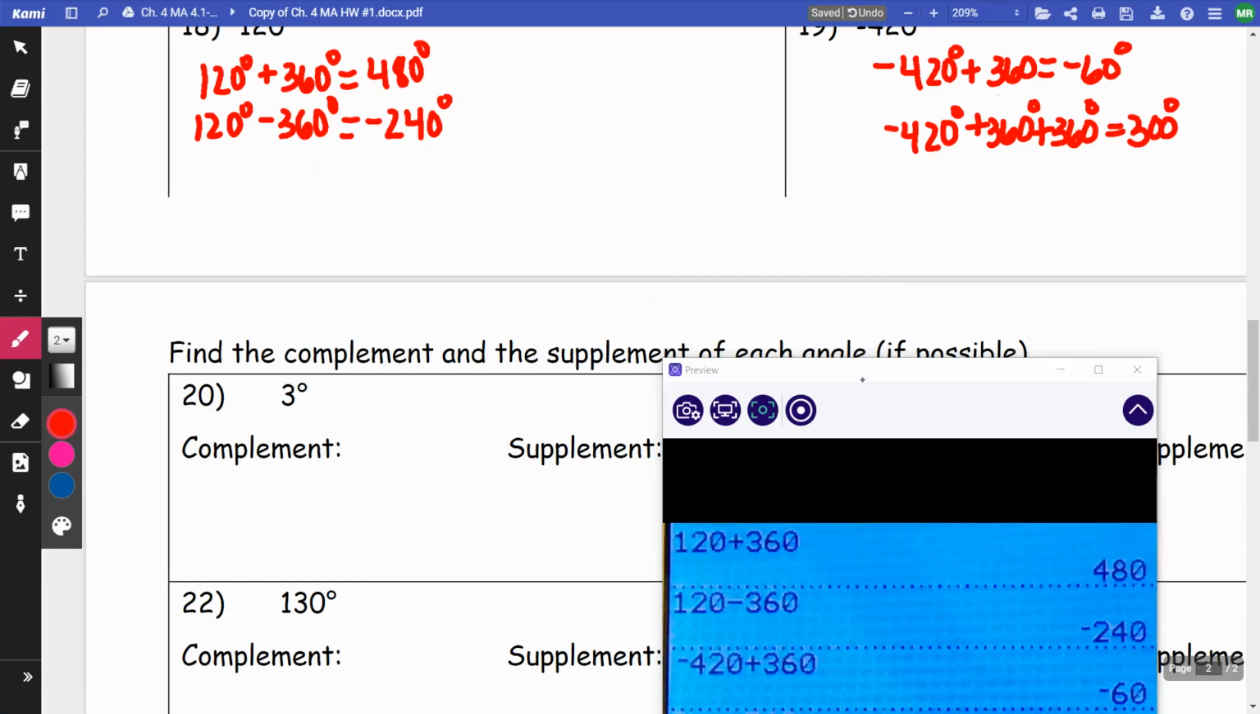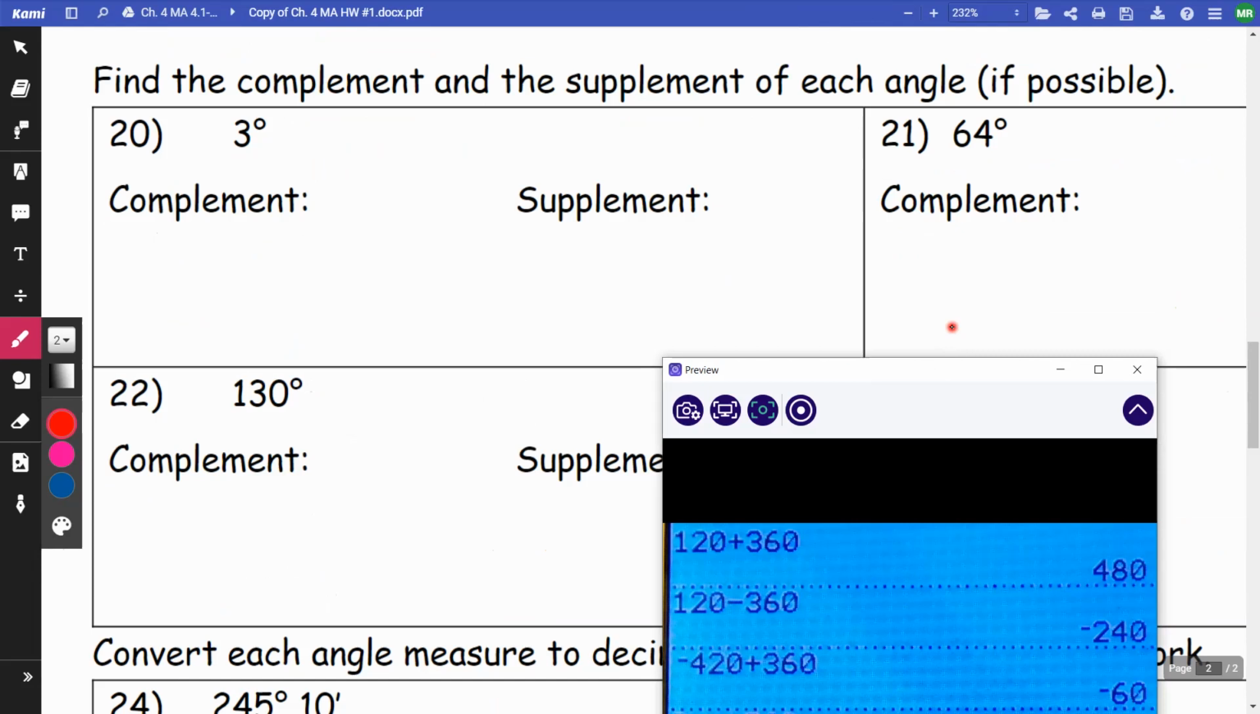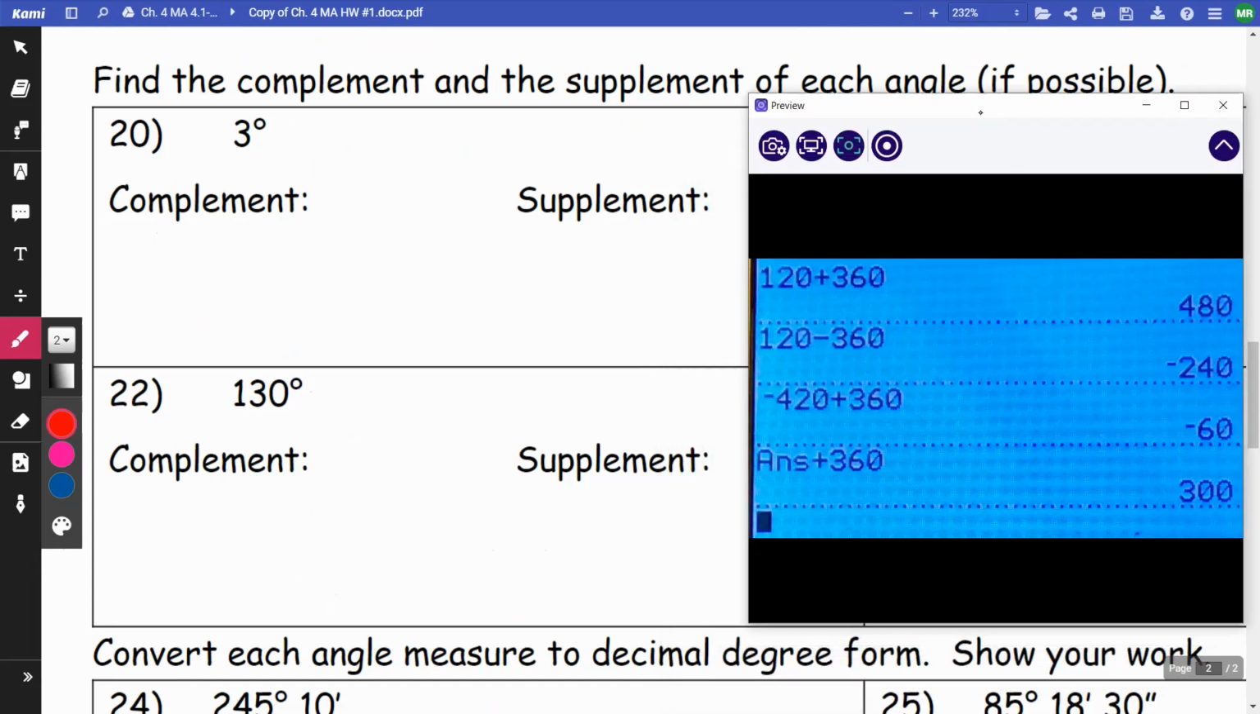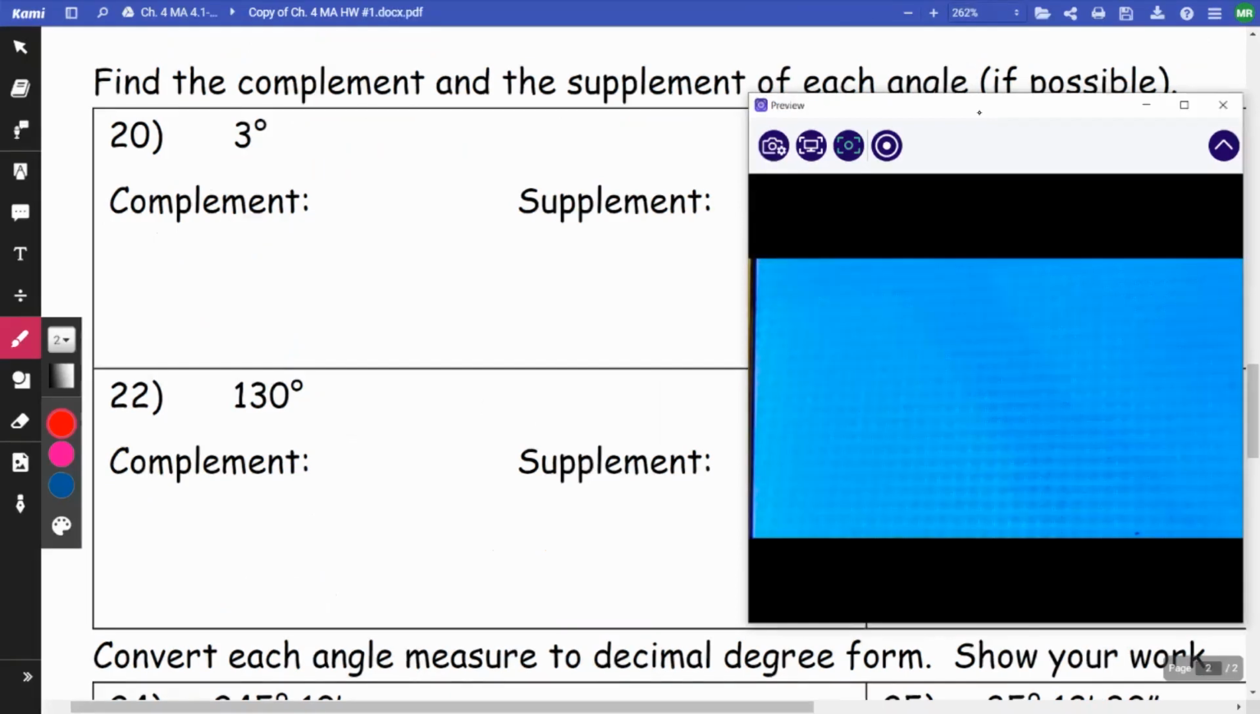On this next section, we're going to be doing complement and supplement, which means we're going to be trying to add to 180 for the supplement and add to 90 for the complement. On this first one, I'm taking 90 minus 3, which is going to be 87 degrees. I'm taking 180 minus 3, which is going to be 177 degrees.